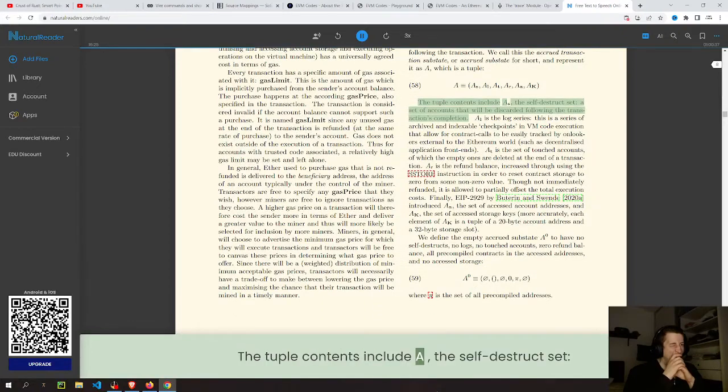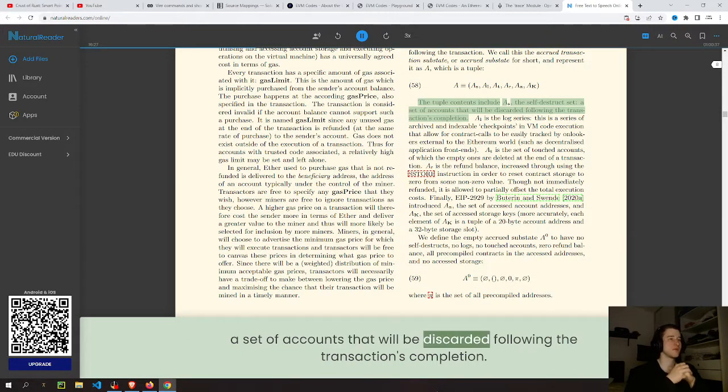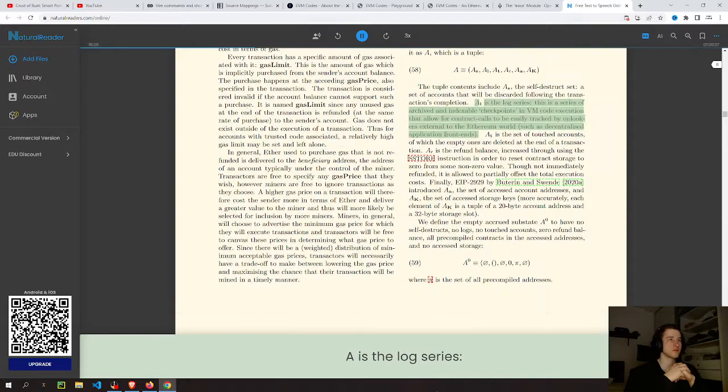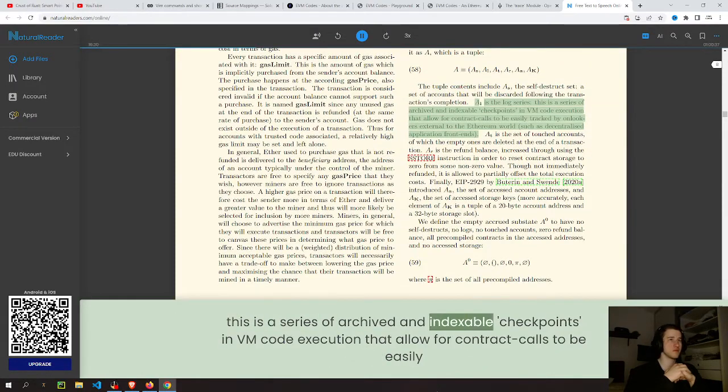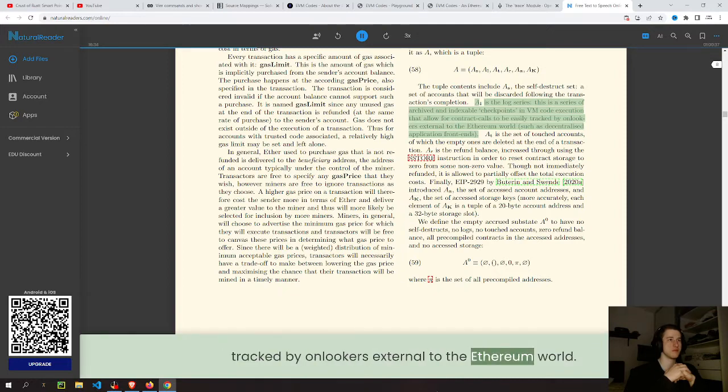The tuple contents include A_s, the self-destruct set, a set of accounts that will be discarded following the transaction's completion. A_l is the log series. This is a series of archived and indexable checkpoints in VM code execution that allow for contract calls to be easily tracked by onlookers external to the Ethereum world.